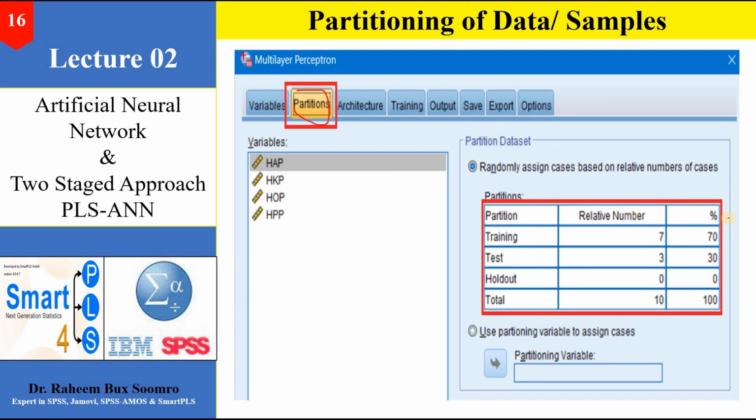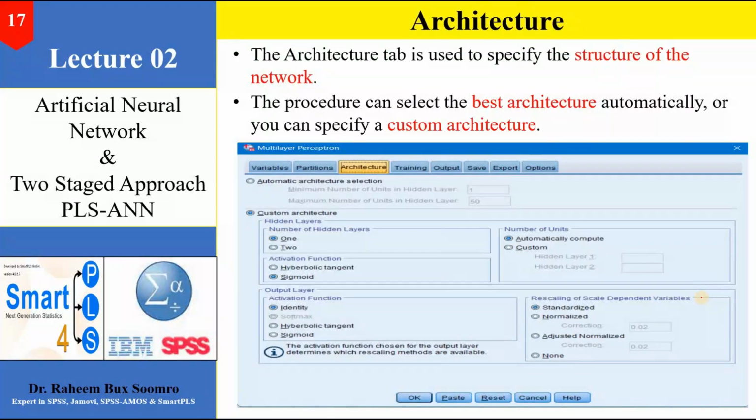So in this regard, here you are looking at the partition, the relative number and the percentage. In the training, 70% has been allocated. The 3 means alternately that 30% have been allocated to the test, whereas there is nothing for the holdout. So if you add these 7 and 3, it becomes 10, and 70 and 30 become 100%. So our data set has basically two partitions, 70 and 30 percent.